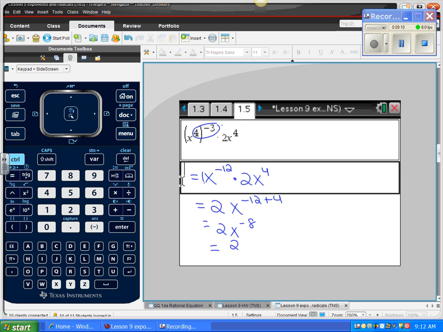Two over x to the 8. Okay? Remember, this is the same thing as this, right? That's the same thing. So to get rid of this negative exponent, all I have to do is take this piece right here and move it down. I don't need to touch the 2.